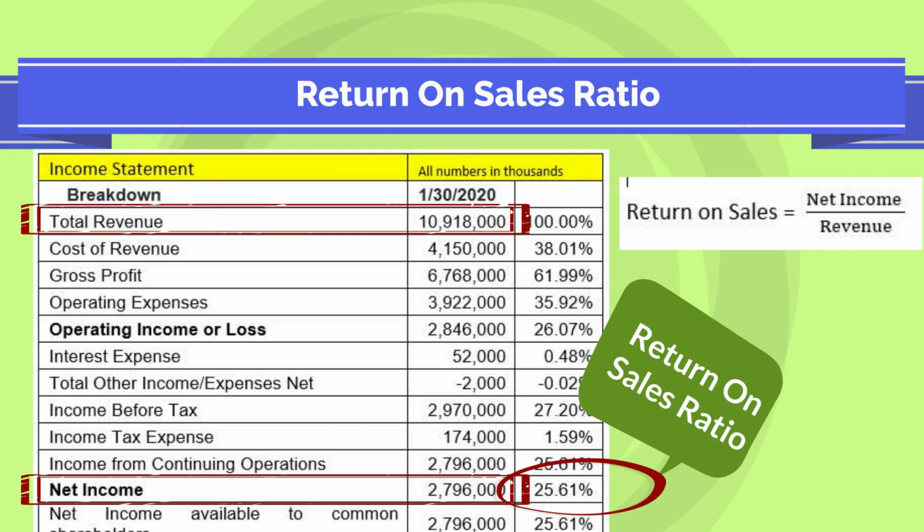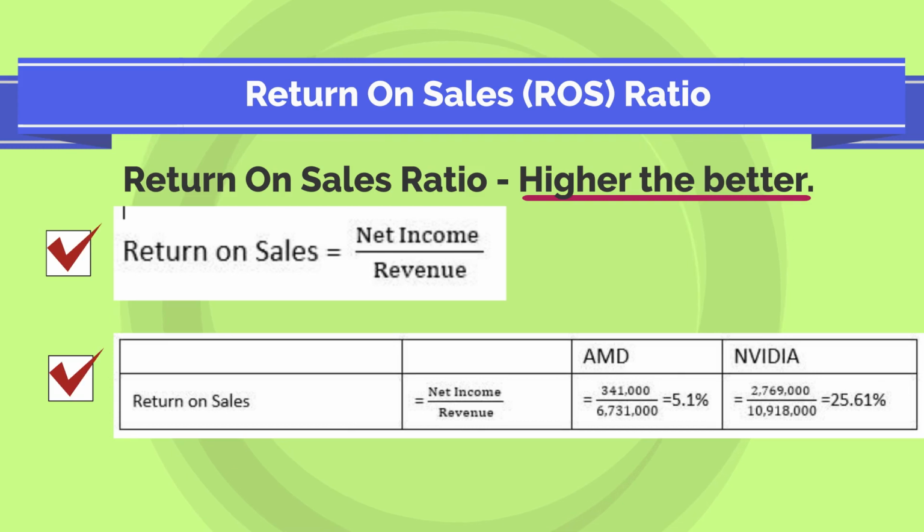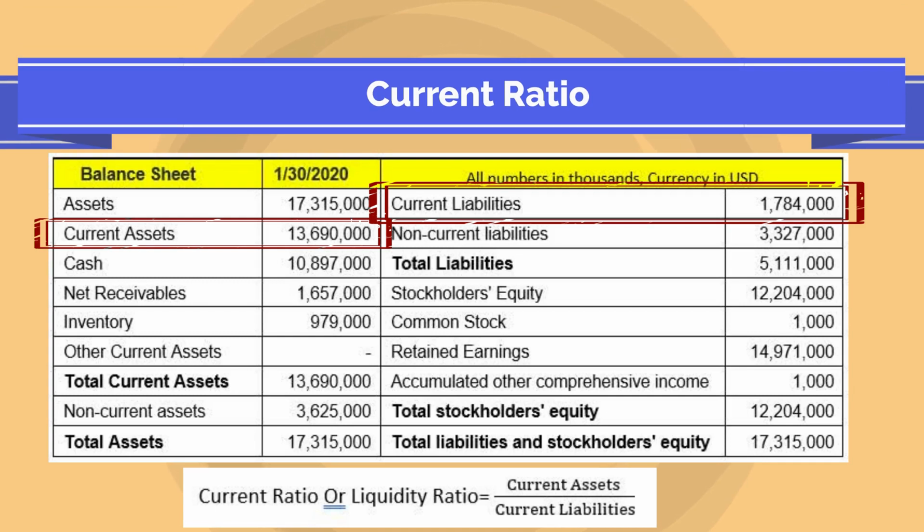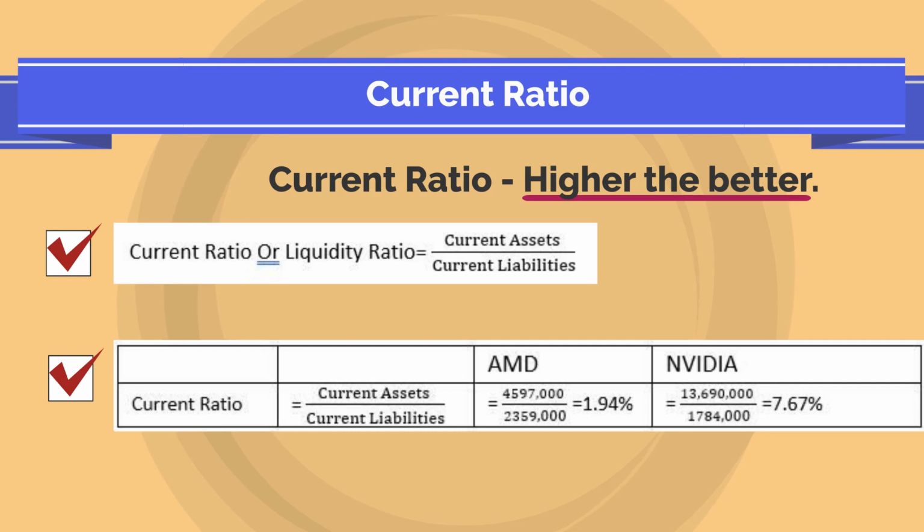Return on sales measures how efficiently the firm can convert sales into profit. It is useful only when comparing companies within the same industry or with similar revenue. Current ratio is a liquidity ratio that measures the short-term ability of a firm to meet current obligations during the operating cycle.